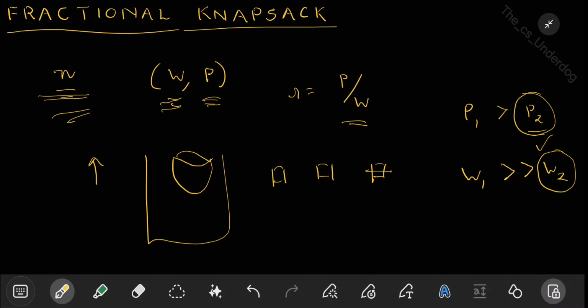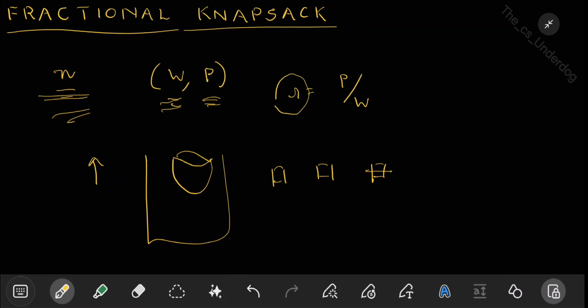So in order to find which is more valuable, you want to know the profit by weight ratio, because this will tell you per unit weight what profit is provided by each item. This is how you can compare profits. Whatever ratio you get here, you can directly compare these profit ratios and say item A is better than item B, that is, profit-wise better than item B.